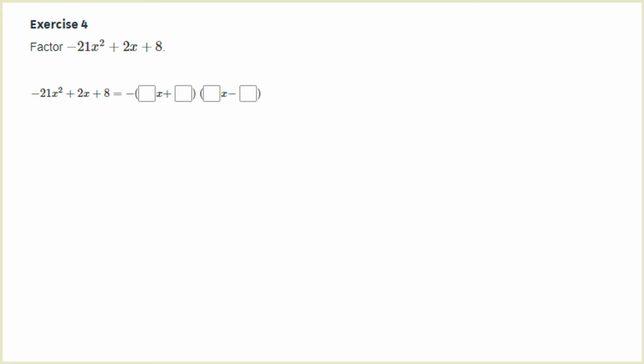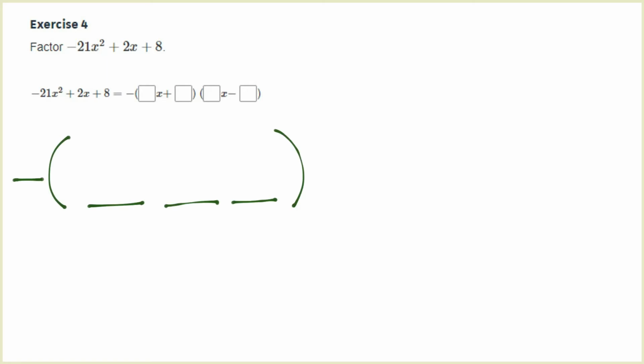So anytime they ask us to factor, we have to start by trying to take out the greatest common factor. And so when I think of 21 and 2 and 8, I can't think of a number that goes into all 3 of them evenly except for 1. I do notice, though, that my a value, which is negative 21, is negative. And we never want to have an a value that's negative. So my very first step on this problem will be to take out a greatest common factor of negative 1.